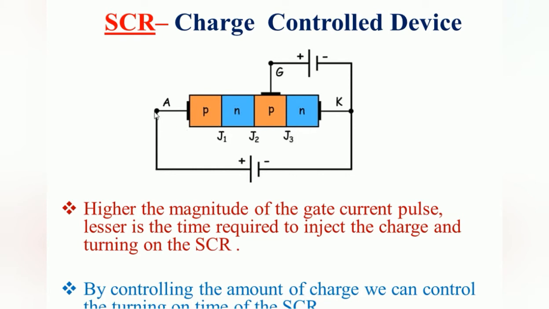So in the SCR concept, initially we want to forward bias the anode and cathode.